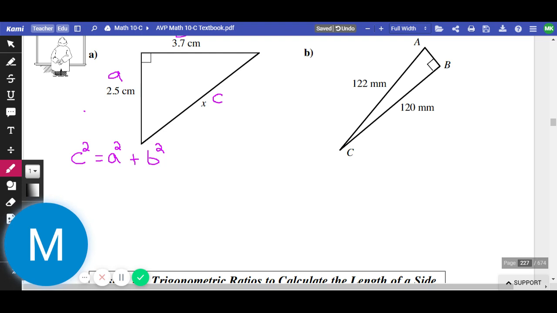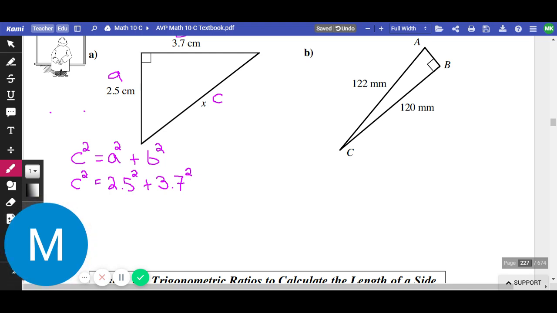To use that formula, I'm going to plug in my other side lengths. So plug this one in for a, plug this one in for b. So it's going to be c squared equals 2.5 squared plus 3.7 squared. I replaced a with the side length a, I replaced b with the side length b.